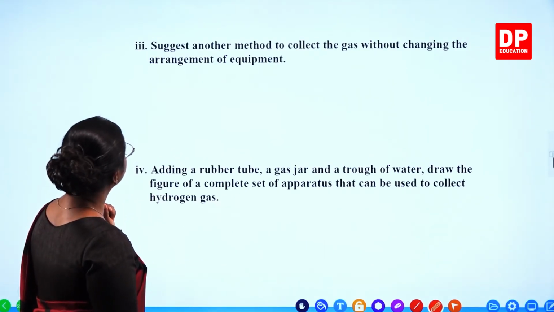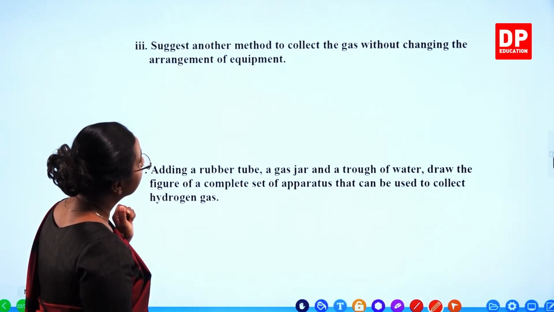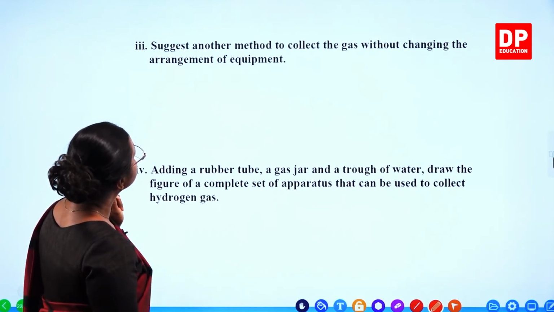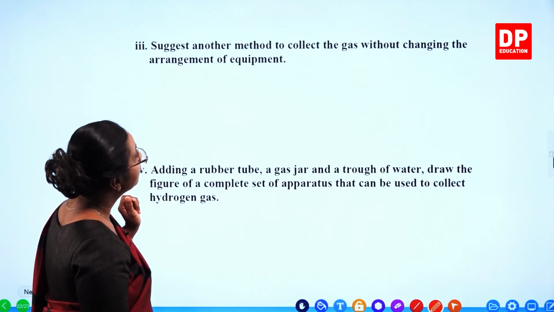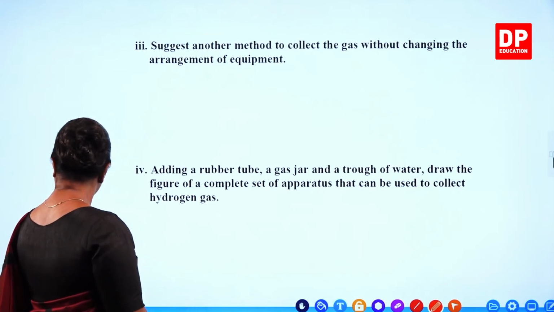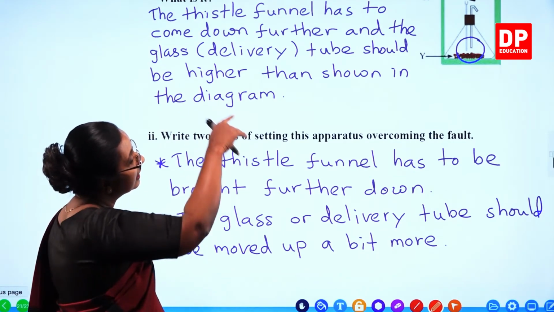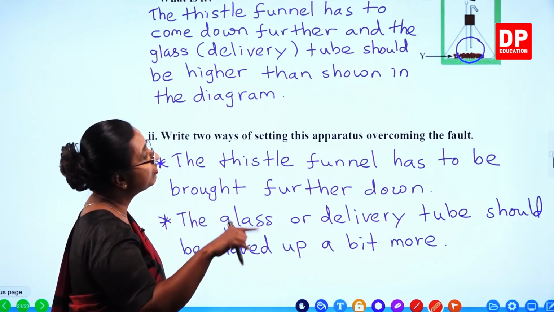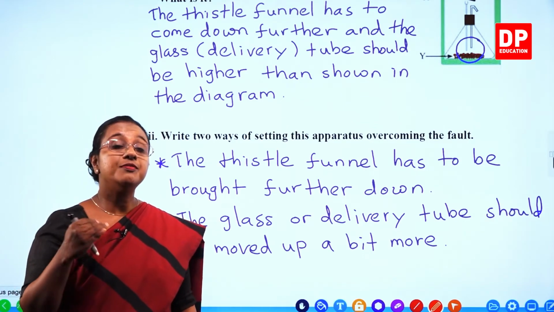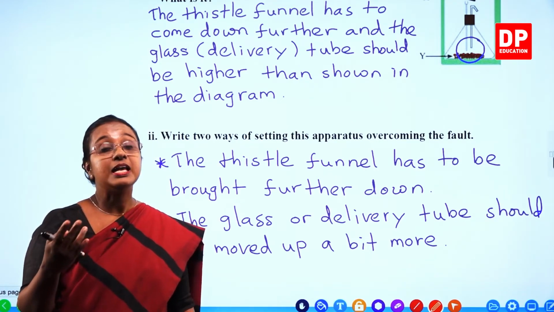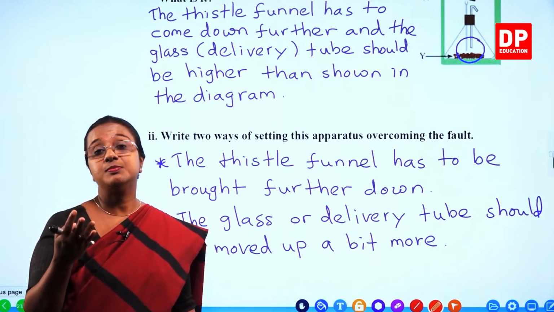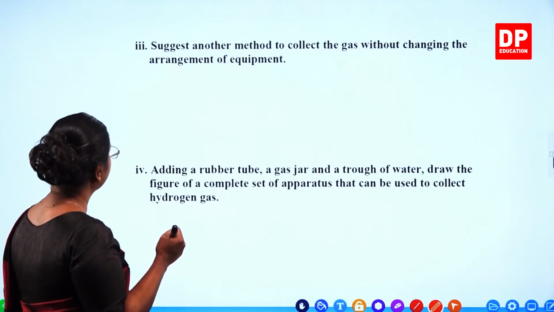So here the third one. Suggest another method to collect the gas without changing the arrangement of the equipment. So here we have this method. There you can see the delivery tube comes. So we will be using the downward displacement of water there. So if we are to suggest another method, it will be the displacement of air. We can use the displacement of air. That is another method that can be used.